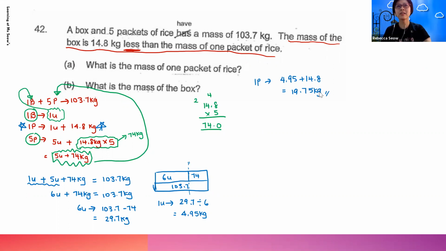And for B, what is the mass of the box? So the mass of the box, if you refer back to the start, the first few lines, I'm going to draw two black stars where the box is at. One box equals 1u. So the mass of the box is 1u, and we have already found what 1u is, and 1u is 4.95 kg. Yep. So that's how we work out the answers to the question here.